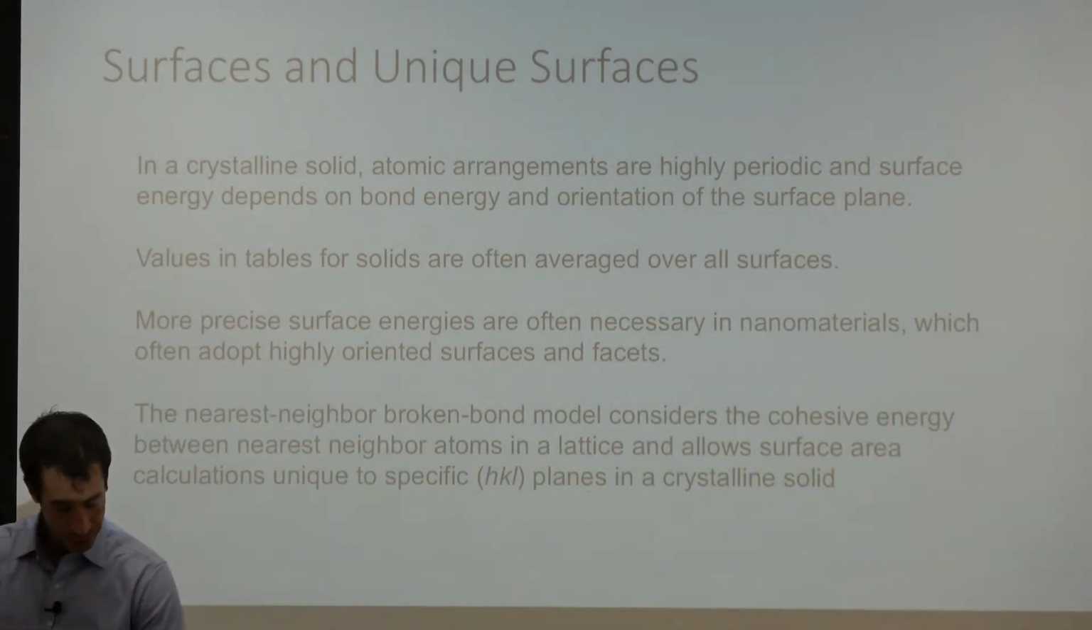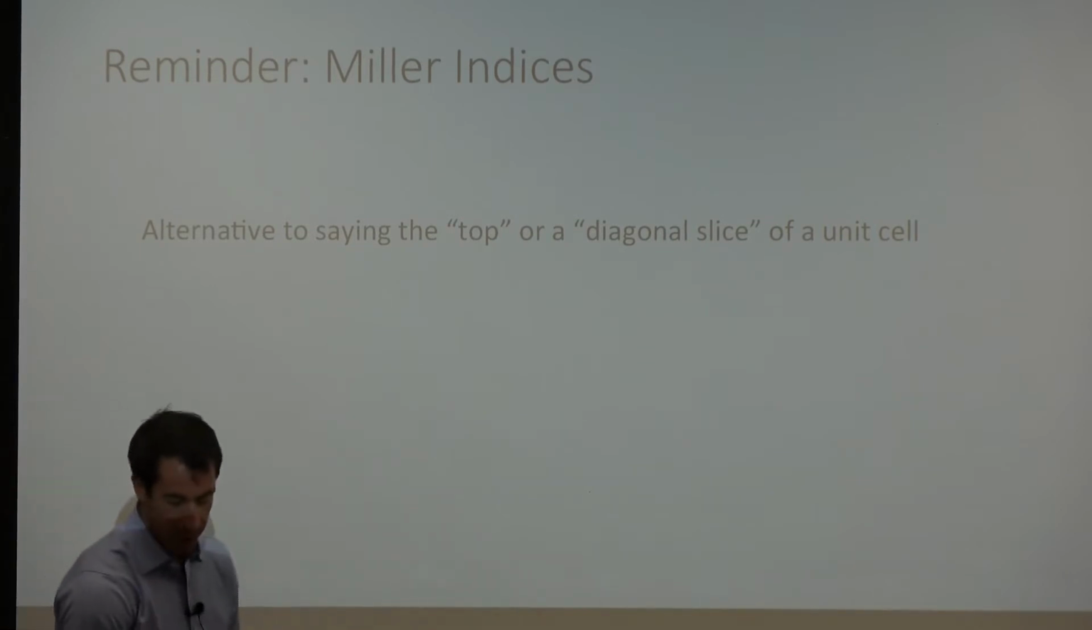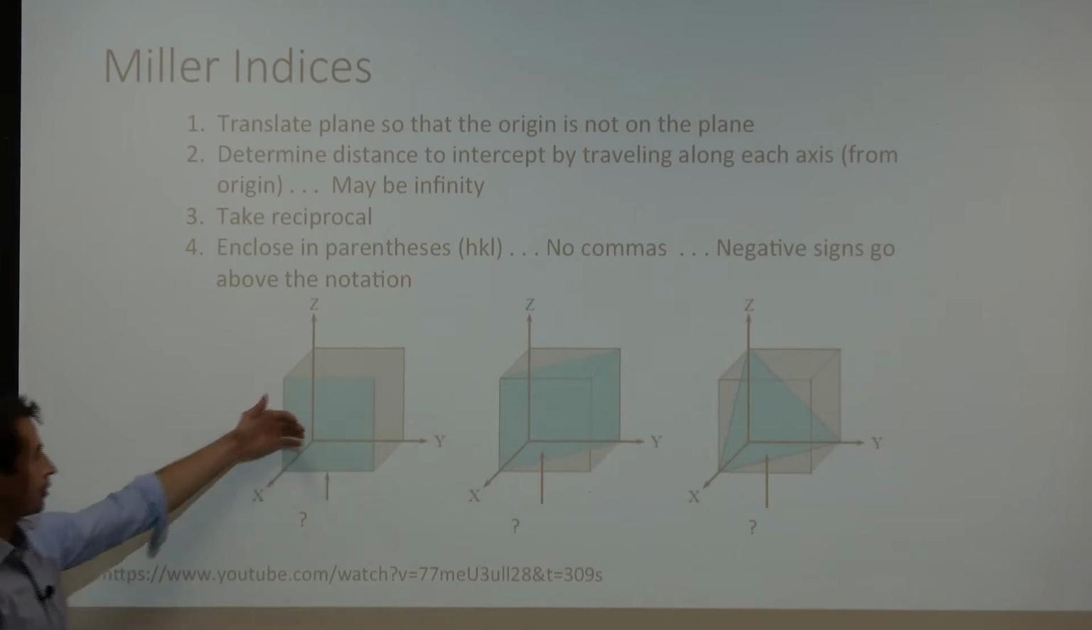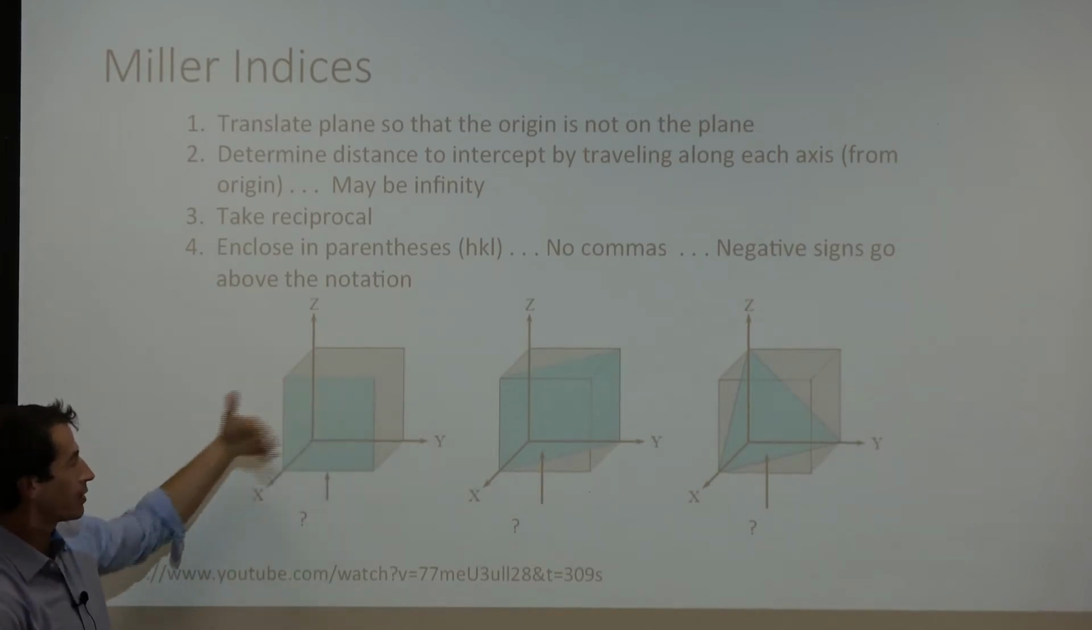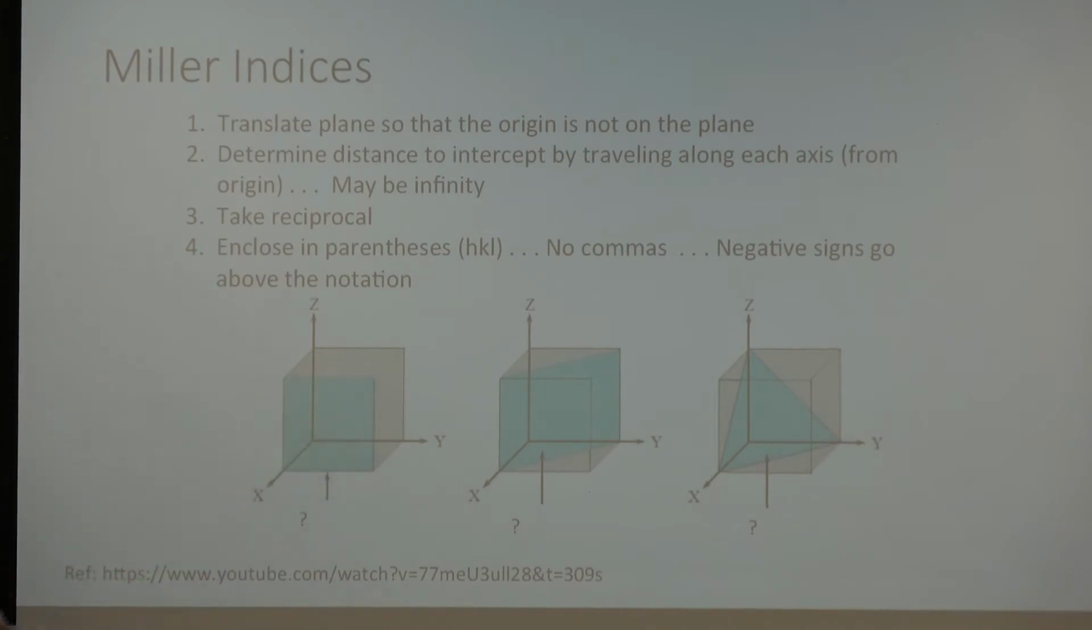Let's just remember what we are talking about with these Miller indices, that it's just an alternative to saying the top or the bottom or the side of a plane, right? And so how you generally would look at these is translate your plane. Well, you can translate these planes. If you hold the new plane parallel to any other plane, there is going to be no change, right?